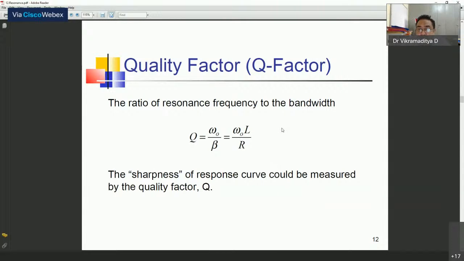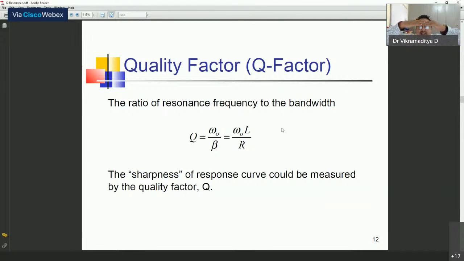Now there is another term called quality factor. This quality factor is just the inverse of the so-called bandwidth. Quality factor is defined as the resonant angular frequency divided by the bandwidth. So it is the ratio of the resonance frequency upon the bandwidth. What this quality factor represents is the sharpness of the curve. The sharper the curve, the more output you will obtain, so more quality you will obtain.